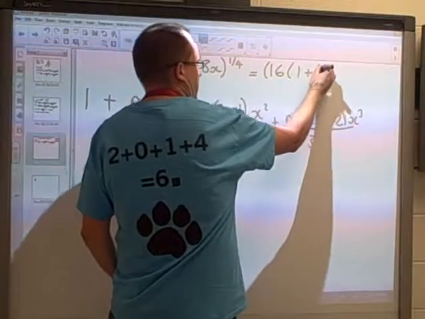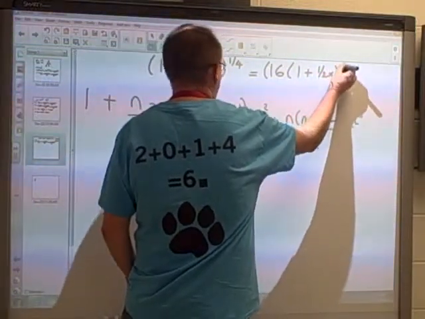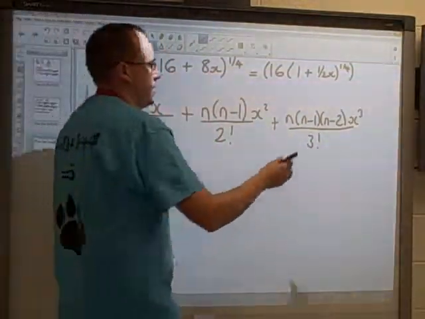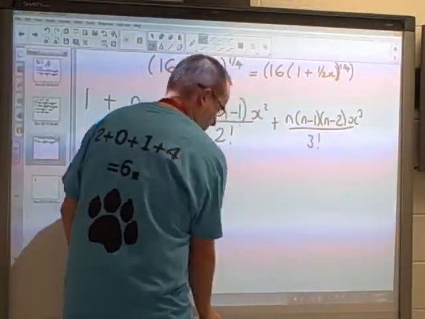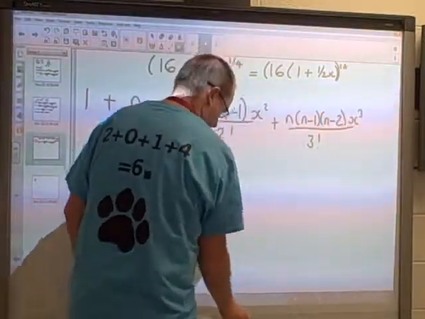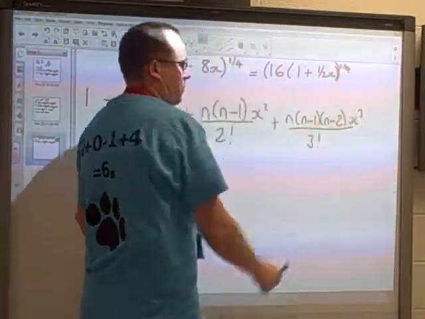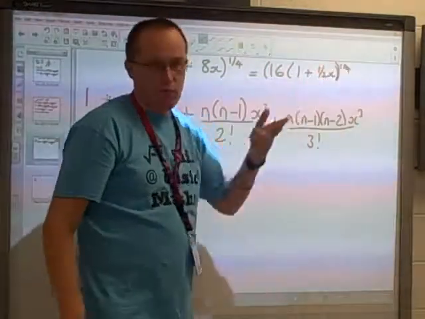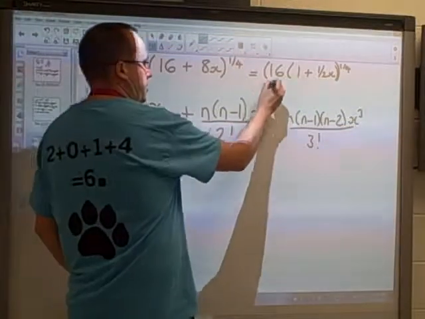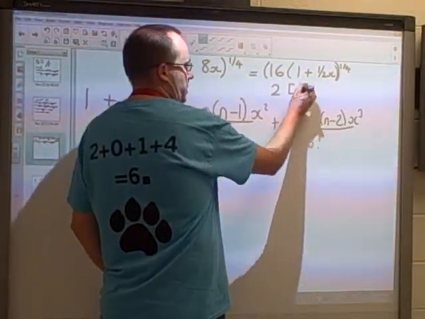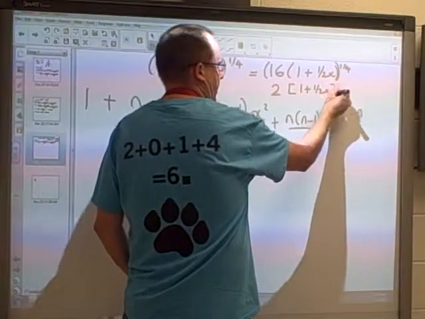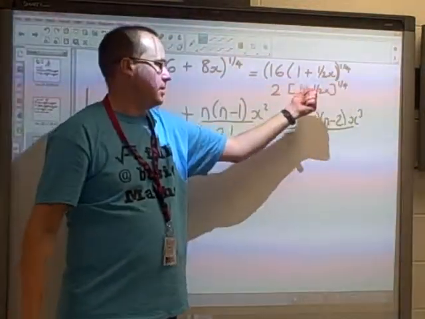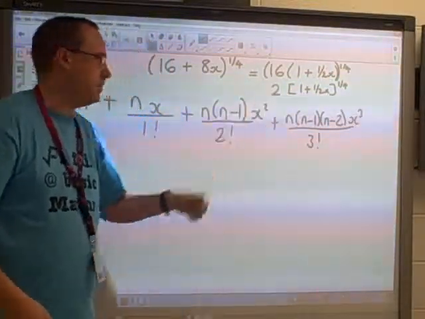And 8 divided by 16 is 1/2. And this is to the power of 1/4. Now actually this whole thing is to the power of 1/4, so let me just switch that around there. And often what you'll find with these questions is they chose the numbers very carefully. So 16 to the power of 1/4 we can actually work out, that's going to be 2. So this is actually 2 times 1 plus 1/2 x to the power of 1/4. So we're going to do the series expansion with this because this starts with a 1, and then we're going to just times our whole answer by 2.